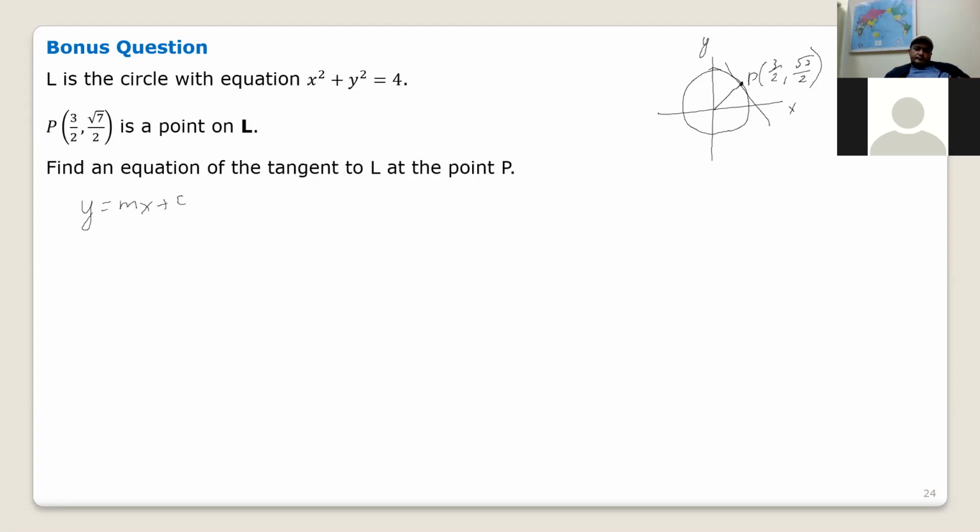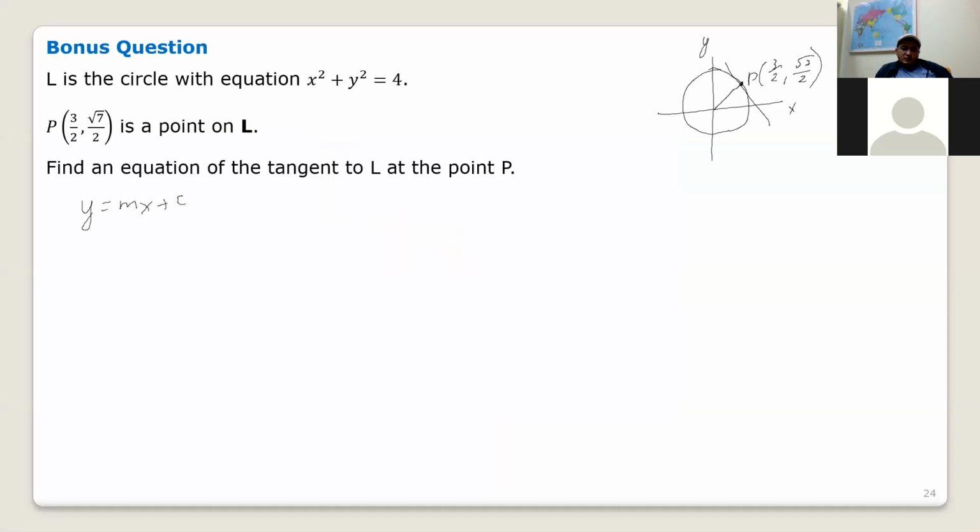Wait, how do we know the radius? You mean to find the slope, that gradient m? Okay, that is the equation of the tangent line, mx plus c. So we need to find m and c, right? So are you asking me how can you find m?